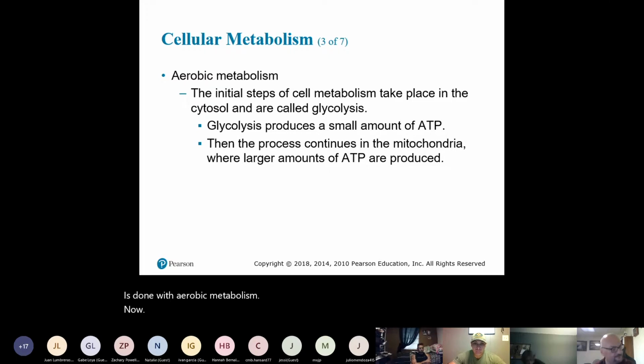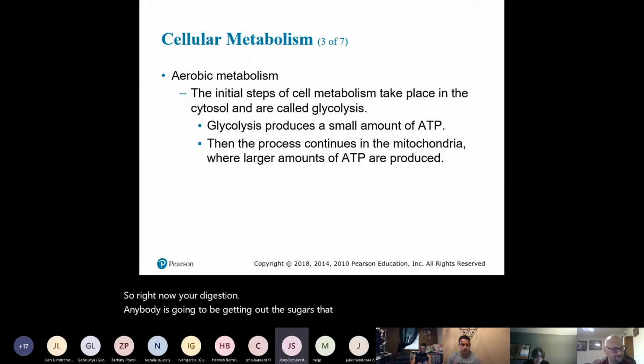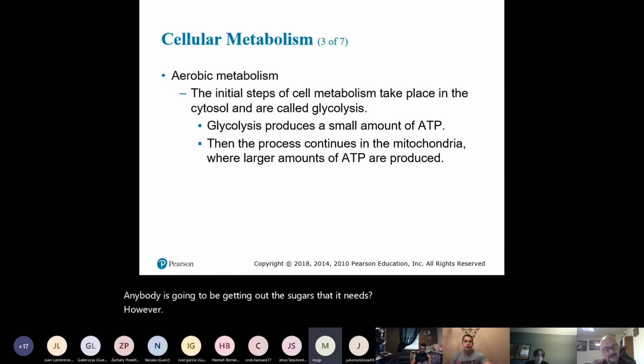Ricardo, what'd you have for lunch? I'm having Chinese. Okay, so right now you're digesting it, and your body's going to be getting out the sugars that it needs. However, does the body absorb everything that you eat? No. There's going to be things that you don't need.